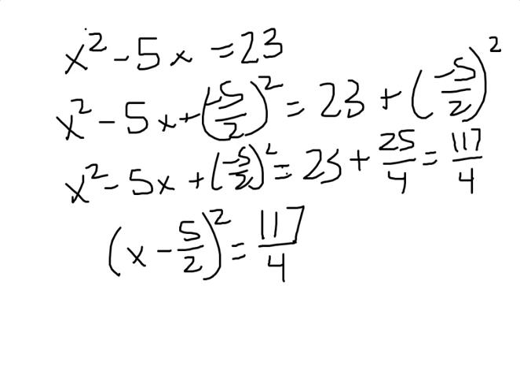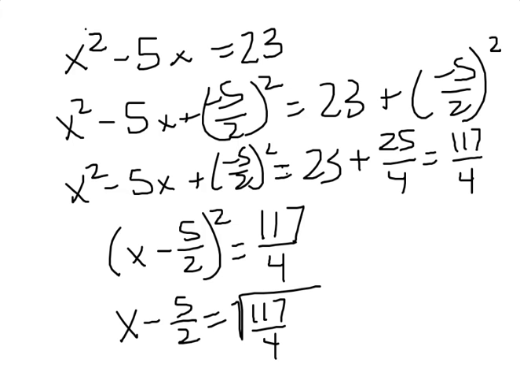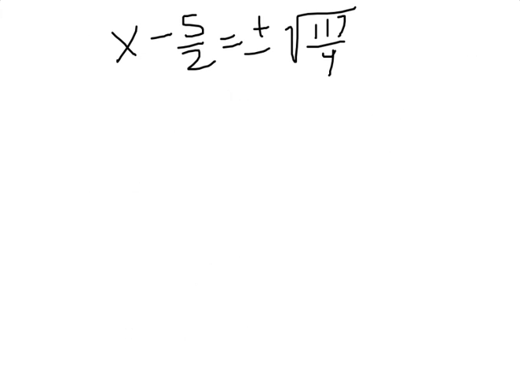So now I have x squared minus 5x plus negative 5 halves squared equals 23 plus 25 over 4. 23 is 92 over 4, and so I add that to 25 and I get 117. So now I get x minus 5 halves, the whole thing squared, equals 117 over 4. Now I'm going to square root both sides, and I get x minus 5 halves equals plus or minus radical 117 over 4. So now I need to simplify this.